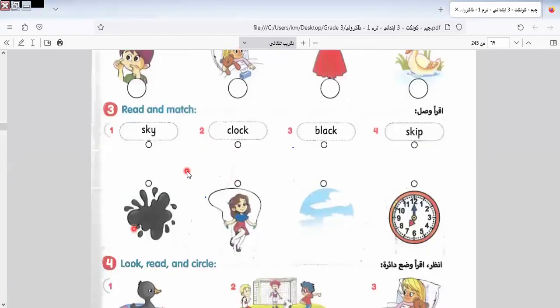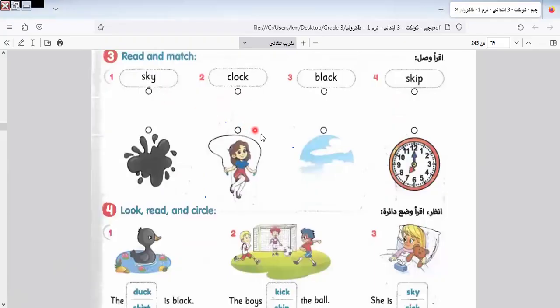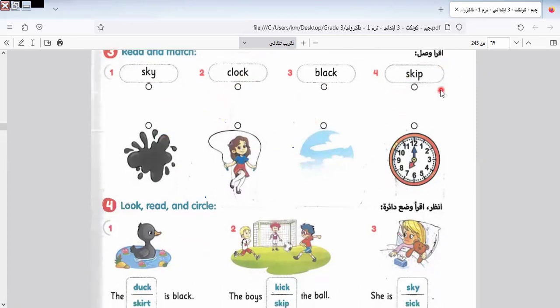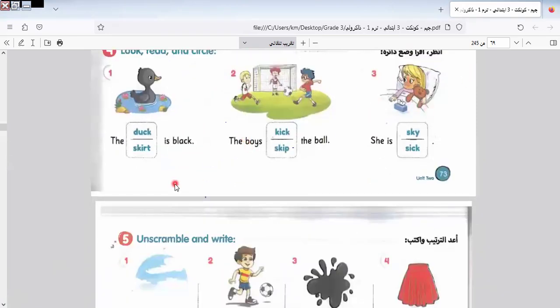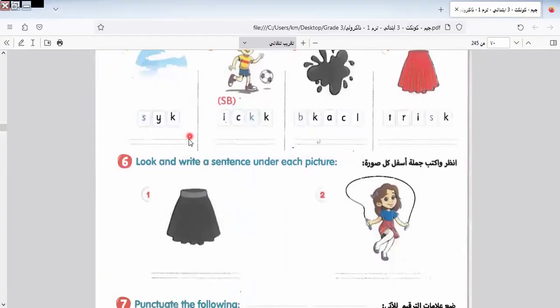Here we have, let's go to another one here. Sky. Which one is sky? This one by this one. Clock. This one by this one. Black. This one by this one. Skip. This one by this one. Here we have selected the correct answer. The space is black. What is this? It's dark, so I select this one. The boys kick the ball. She is sick. Let's go to another one here.